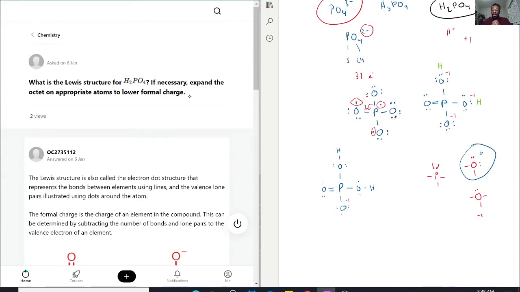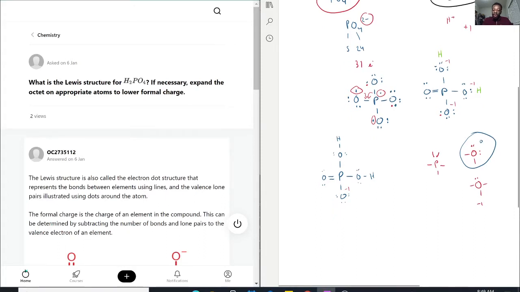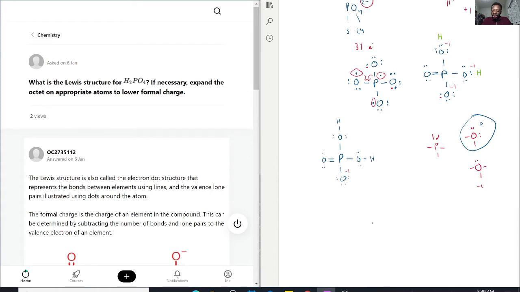And this can experience resonance, because this formal charge of -1 could happen at this oxygen, which means the hydrogen would have gone over here, or it could have happened here, which means the hydrogen could have gone over there as well. It's only in one spot though. So if I were to quickly rewrite this, the other resonance structures would look like P, O, and then OH.